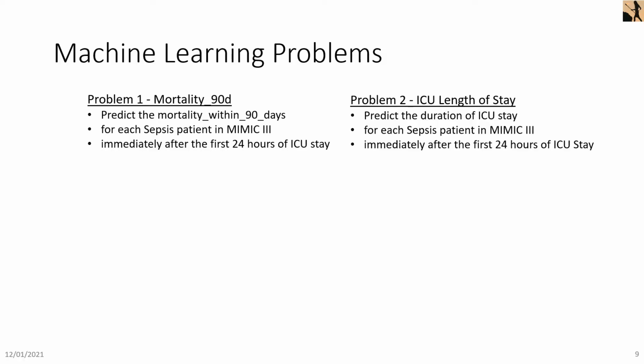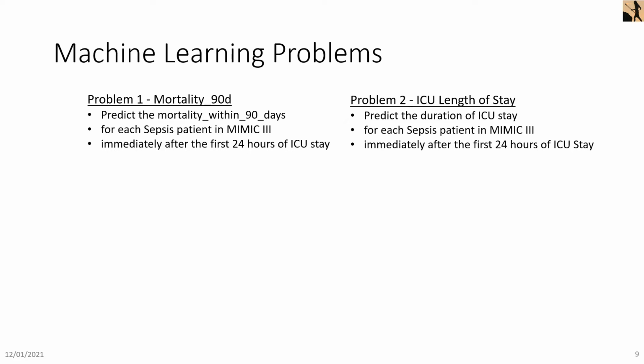Say we have some machine learning problems here, right? Problem 1 is to predict the mortality within 90 days for each sepsis patient inside this MIMIC-3 database, immediately after 24 hours of ICU stay. And the second problem is the length of stay in ICU, right? Again, we just like to do this prediction immediately after the first 24 hours of ICU stay.